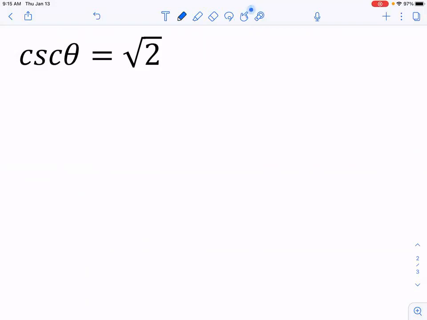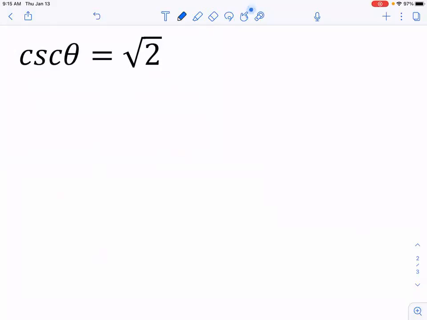Sine. Cosecant is the reciprocal of sine. And we have a positive radical 2. So I want you to think of where the sine ratios are positive. Which quadrants? 1, 2. Yes, 1 and 2.